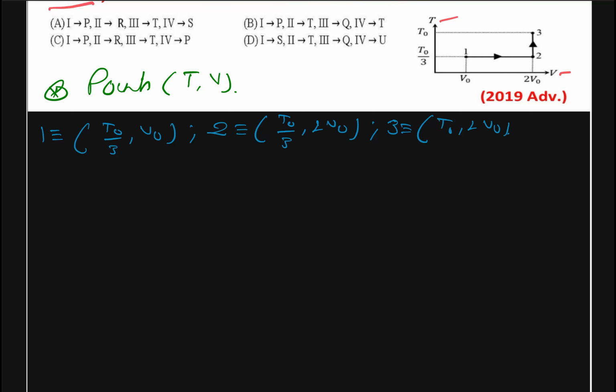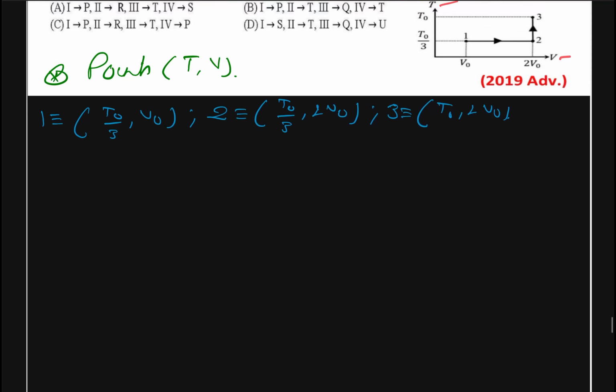Now we can mark the processes. So we can say from 1 to 2 we have an isothermal process, and from 2 to 3 we have an isochoric process.